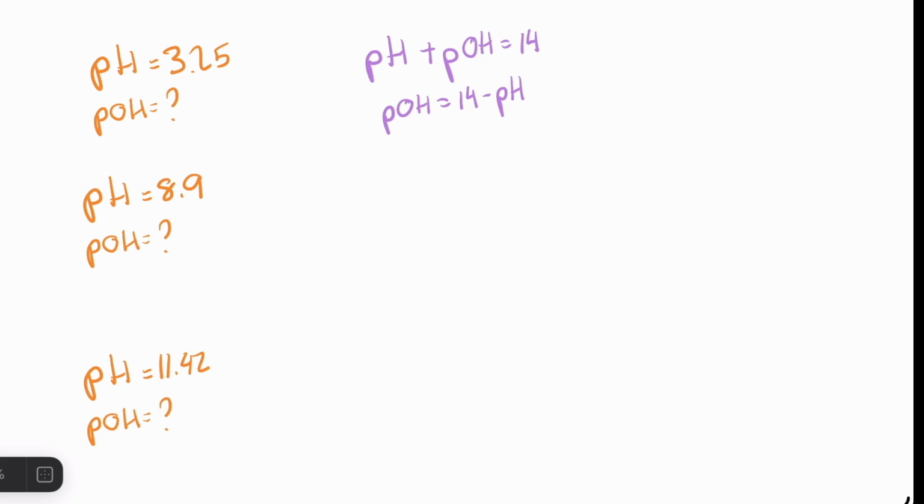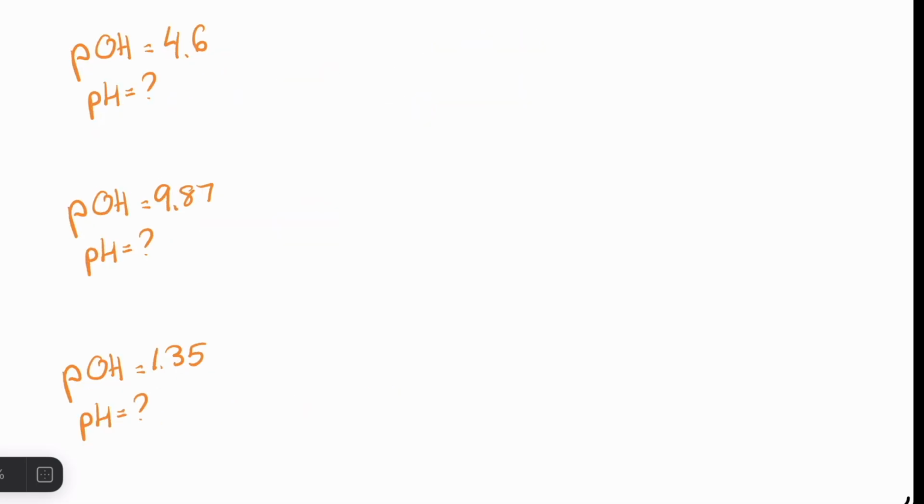So if we have a pH of 3.25, like in the first problem, we should have a pOH of 14 minus 3.25, which is just 10.75. In the second one, we have a pH of 8.9. So our pOH is 14 minus 8.9, which is just 5.1. Lastly, if we have a pH of 11.42, we're going to do 14 minus 11.42, giving us a pOH of 2.58.